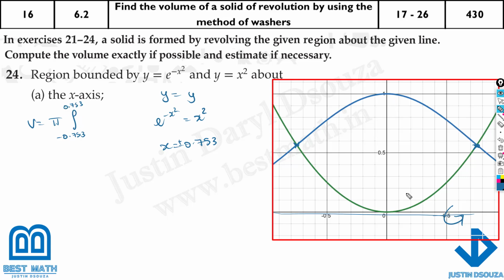The outermost equation from the x-axis, what is it? It is e to the power minus x squared. And here what is this? It's the parabola x squared. So it's e to the power minus x squared, the whole squared, minus x squared, the whole squared, dx. That's it. Now you put this in the calculator, you will get the answer.